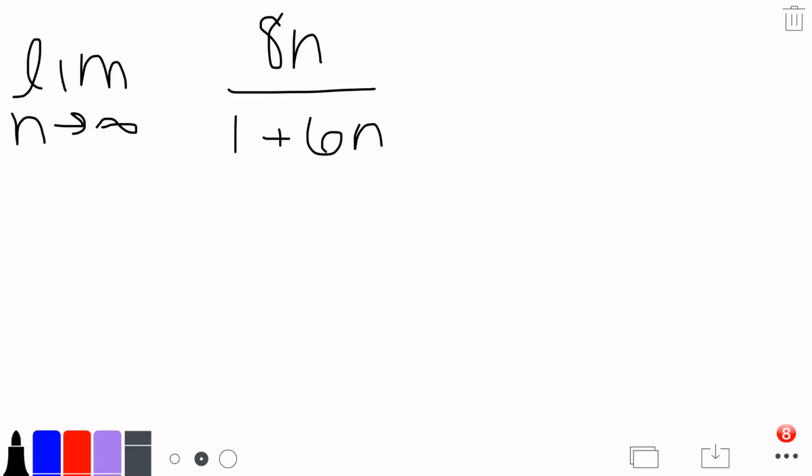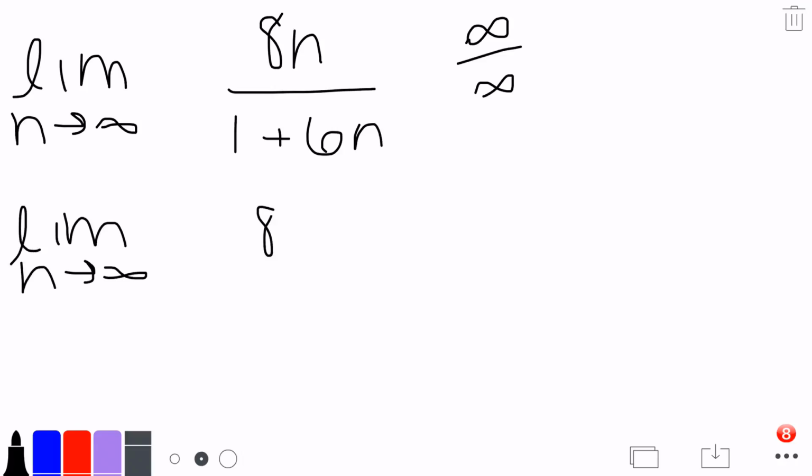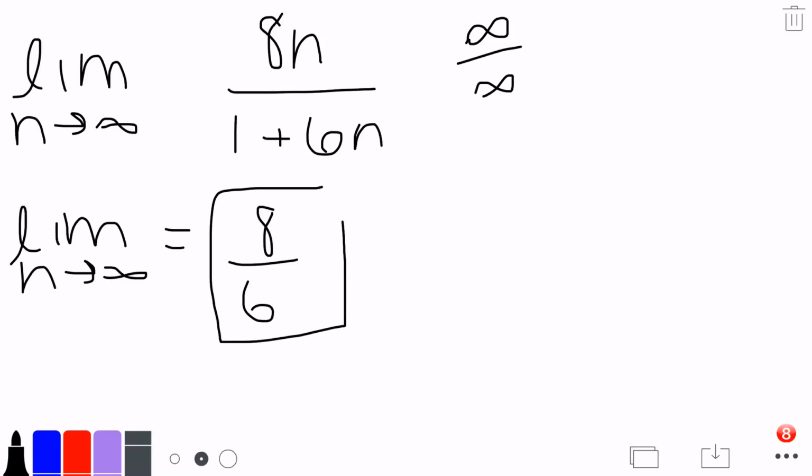So we still get an infinity over infinity situation. So let's apply L'Hopital's rule again. The limit as n approaches infinity of 8 over 6. Since that's just what the limit equals, the sequence a sub n converges, and as n gets really large, the sequence goes to 8 over 6.